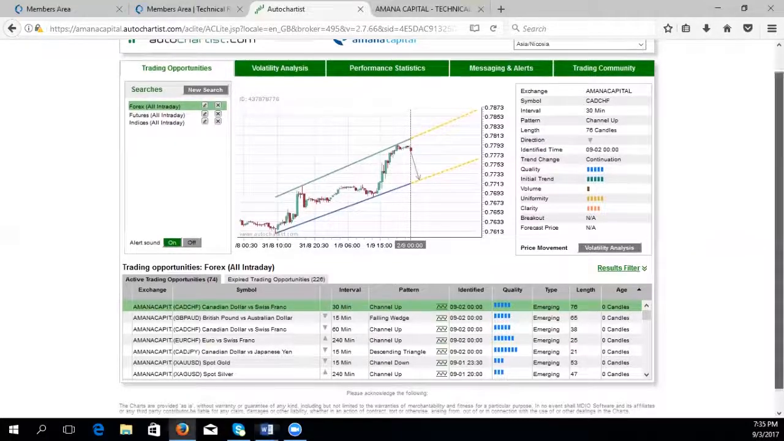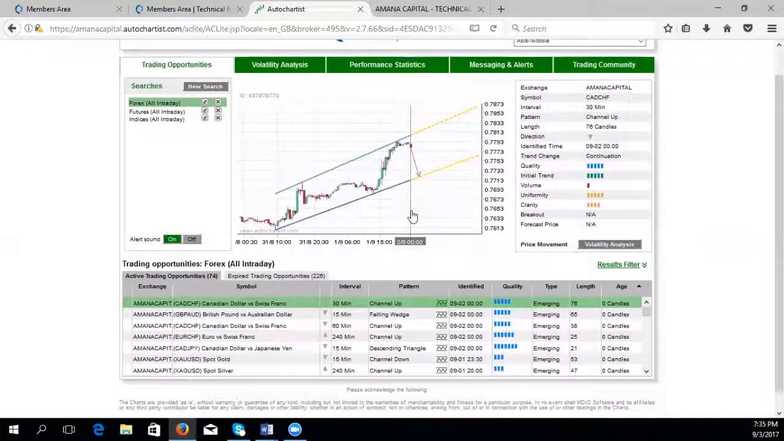Okay, so whenever you trade with Autochartist or take signals from Autochartist, always keep an eye on the quality in here. So here the quality is not that high, it's not that low either, but here suggests that the price may rebound and then go all the way down to almost 0.7730. Okay, to the support area. However, because the quality is not that high, I may skip this one.